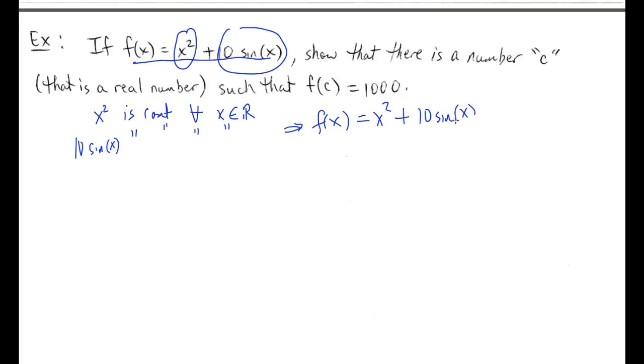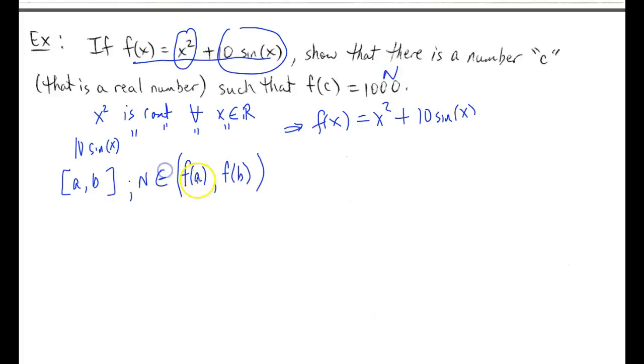Now what we have to do is identify some a and some b, so that when we map to f of a and f of b, we know that the value n that we're going to select, and in this case our n would be 1000, lies in between them.